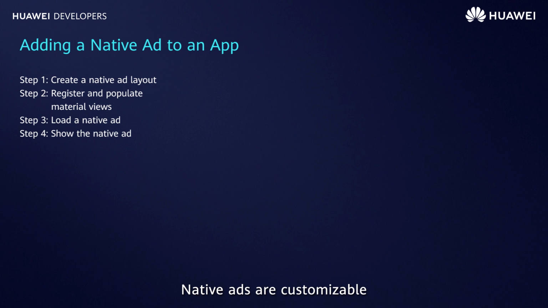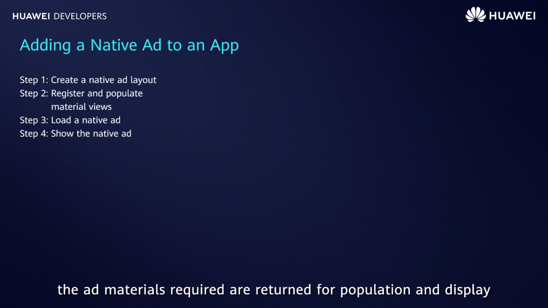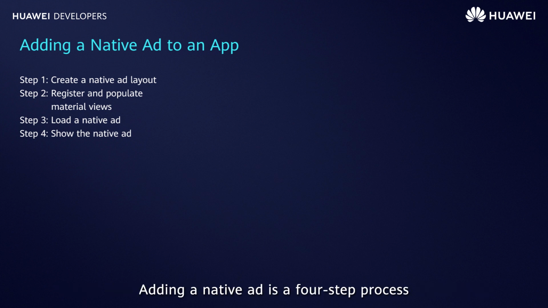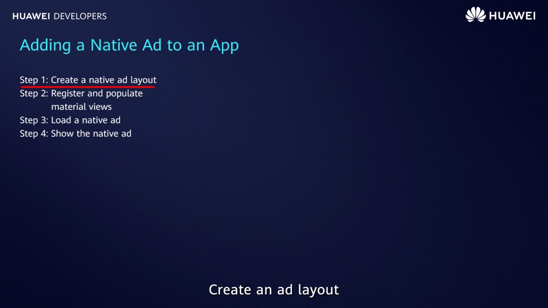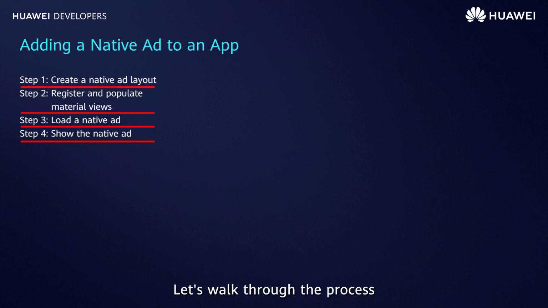Native ads are customizable. When you request a native ad, the ad materials required are returned for population and display. Adding a native ad is a 4-step process. Create an ad layout, register and populate material views, load the ad, and show the ad. Let's walk through the process.